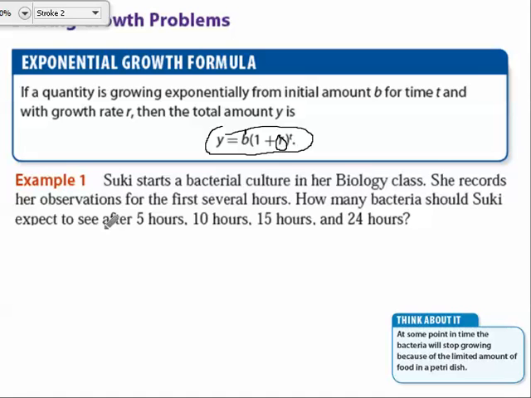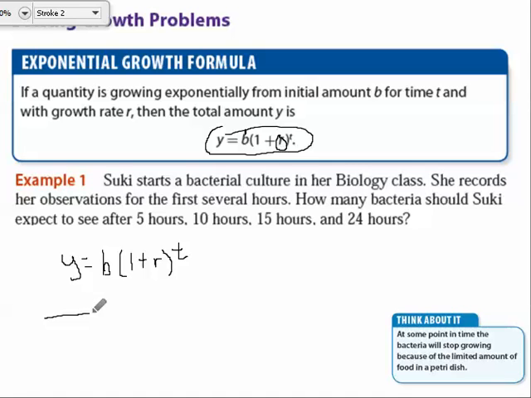So what are we looking at here? We're looking at a bacterial growth problem. To set this problem up, you're going to say y equals some b, some factor here in the front, times 1 plus whatever her rate of growth will be, r, and then you're going to have t up here, some time. She wants to know after 5 hours, 10 hours, 15 hours, and 24 hours.